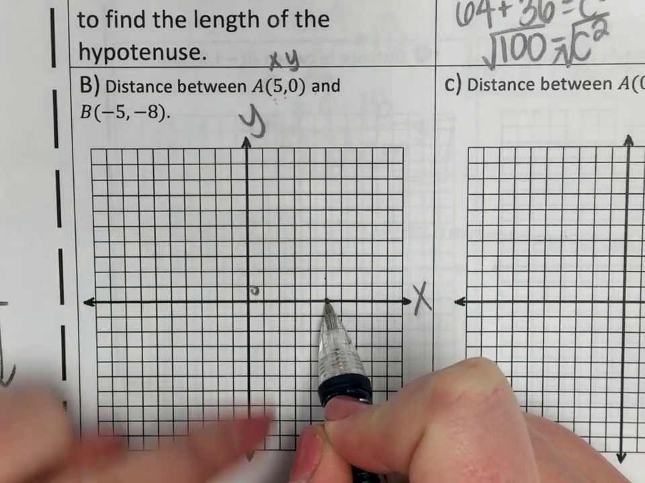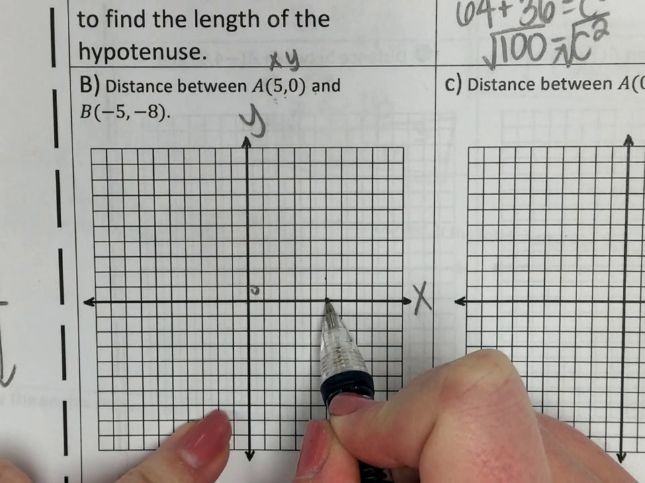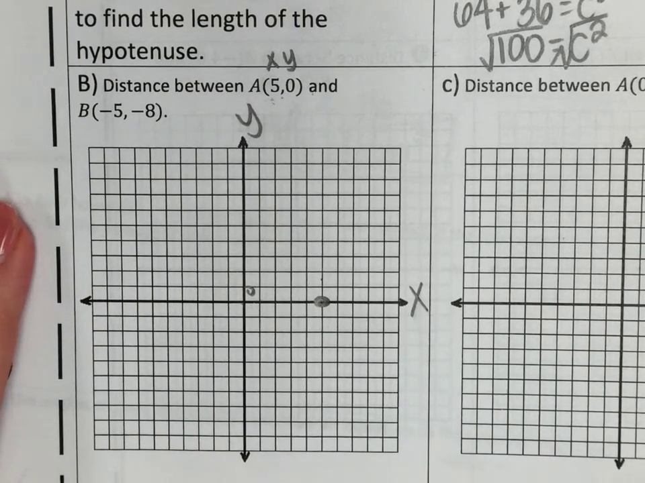Now if Y is the up and down, and the Y says 0, am I going up or down? You're staying still. Very good. I am staying perfectly still. I'm not going up. I'm not going down. I'm staying right here, and that's where my point is going to go.